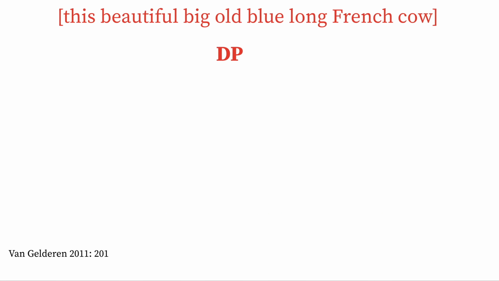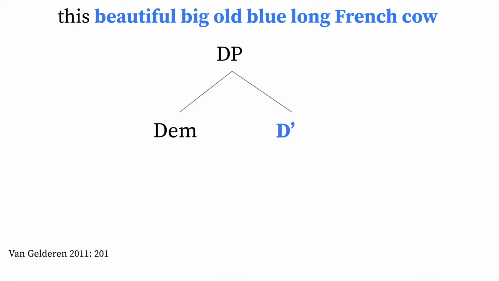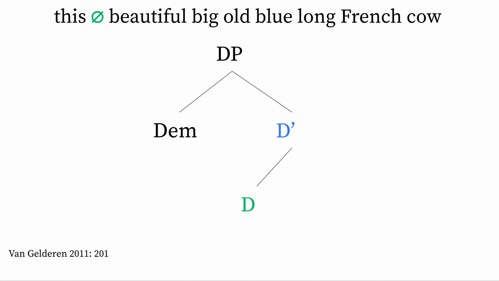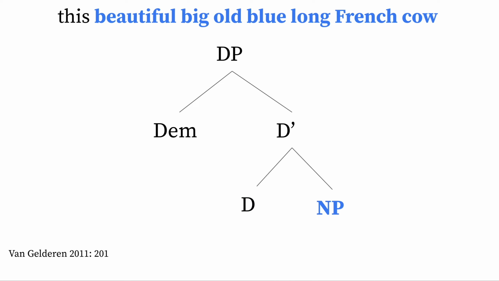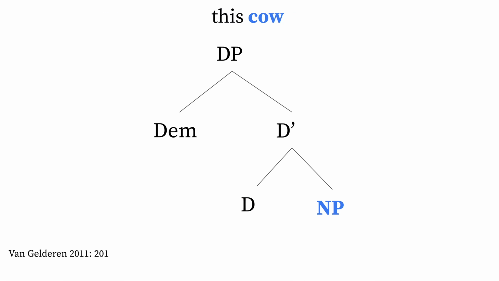The whole sentence fits into the determiner phrase, which includes a specifier, particularly "this," and another phrase. It's marked D prime because it's inside a bigger phrase. D prime includes a null determiner and whatever noun phrase info you want, but let's just cut the adjectives for simplicity, so it's "this cow."